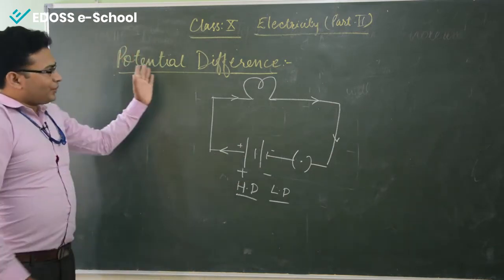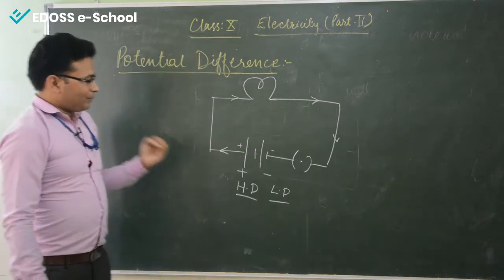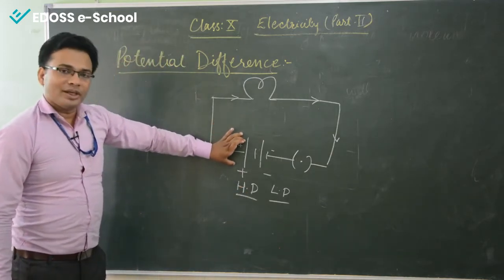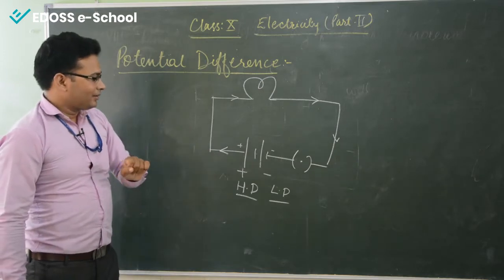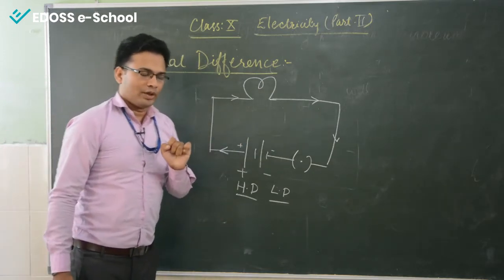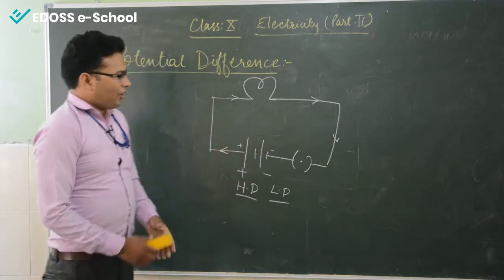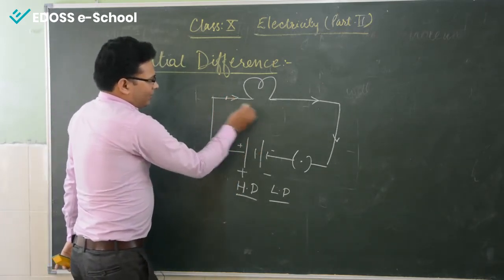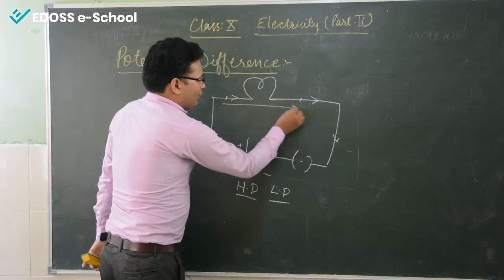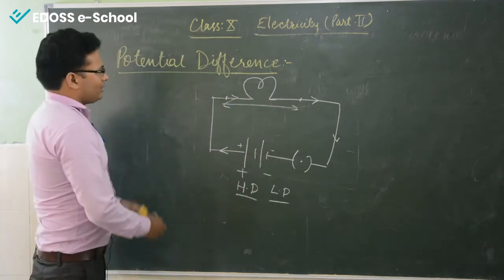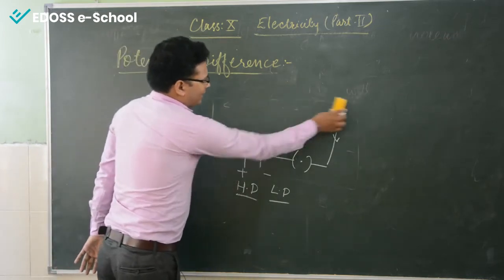Now for the potential difference, what is the potential difference? The potential difference is the difference between the higher potential and the lower potential. So it can be calculated for a cell, for a battery, or it can be also calculated between any 2 points of a conductor. Okay, so this is called potential difference.